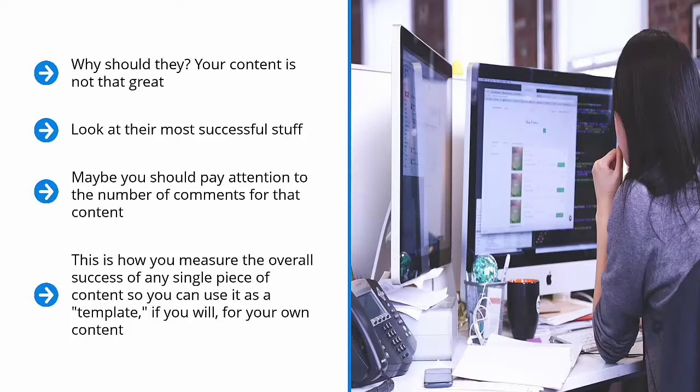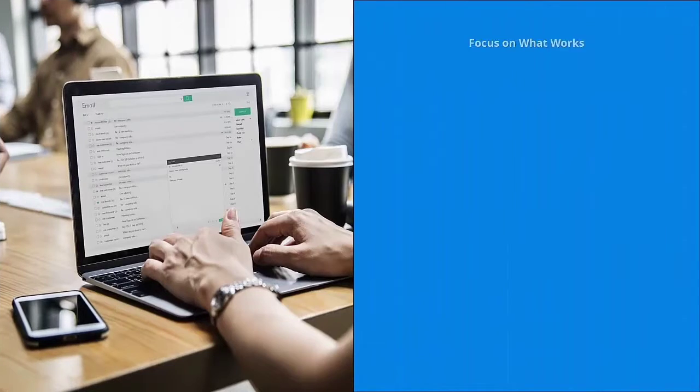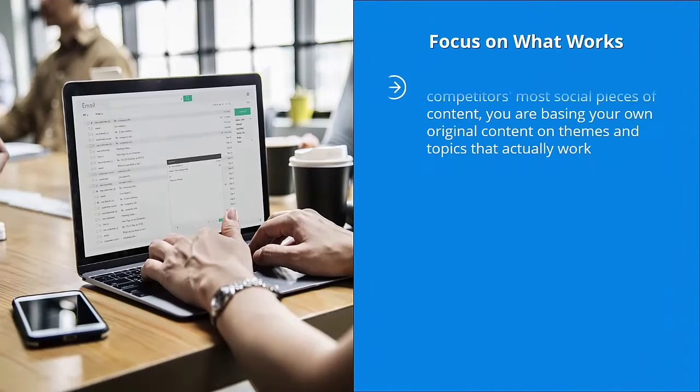I'm not saying that you should rip it off. Instead, I'm encouraging you to use it as a starting point and come up with something so much better. Focus on what works. When you look at your competitors' most social pieces of content, you are basing your own original content on themes and topics that actually work. They have traction with your target audience members. You're not wasting money or time taking wild guesses.